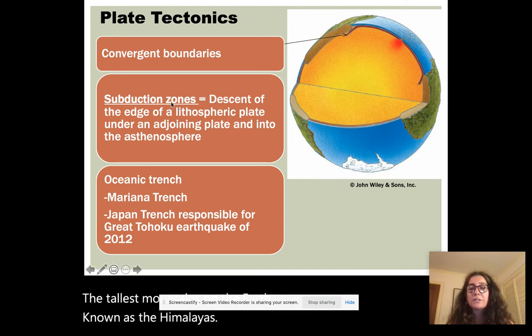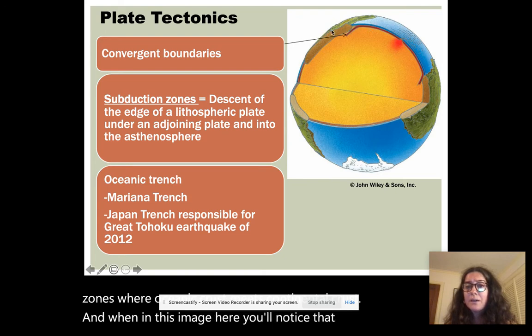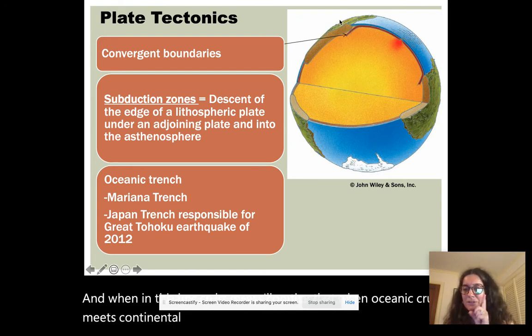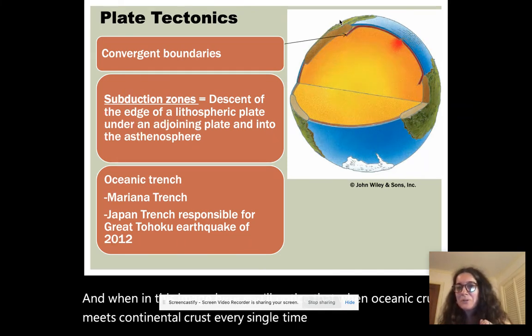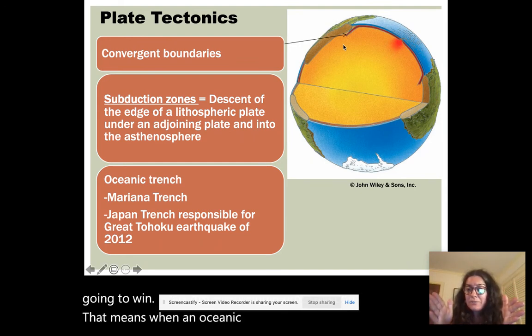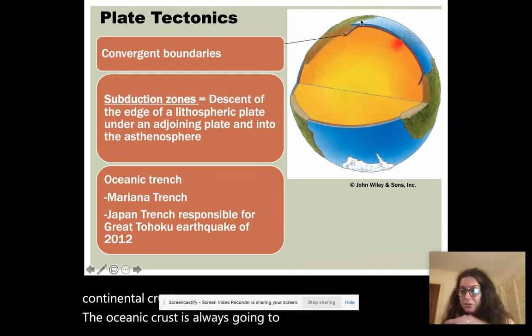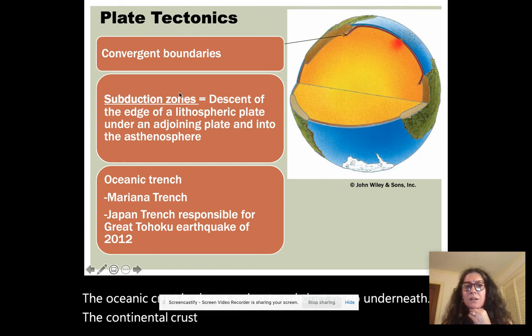These convergent boundaries are also associated with collision zones where oceanic crust meets continental crust. And in this image here, you'll notice that when oceanic crust meets continental crust, every single time, the continental crust is going to win. That means that when oceanic crust collides or converges with continental crust, the oceanic crust is always going to subduct, or go underneath the continental crust. And those we call subduction zones.